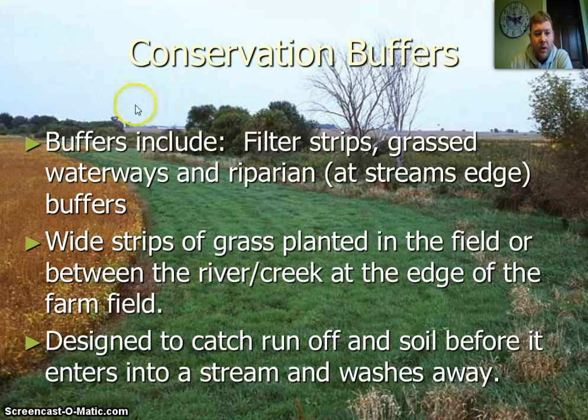This is a wide strip of grass that's planted in the field or in between the field and the river and the creek. And what it is, it's designed so that all this water that's coming off the field will be captured by the grass and help filter it out and keep the soil from running into the creek. It's a great, inexpensive way to help control and keep our soil safe.